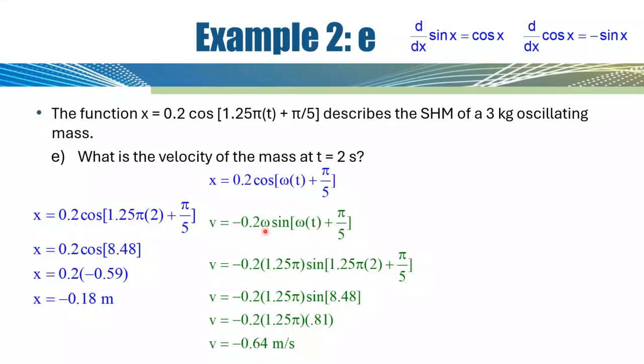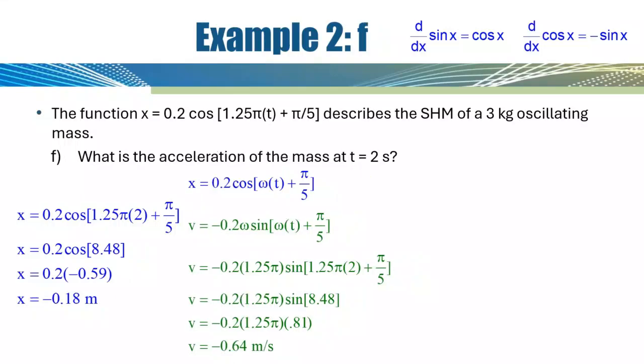So now I'm ready to plug in my numbers. So we know that the angular frequency is 1.25 pi, so I plugged that in there. I'm going to plug it in here, 1.25 pi, and we are trying to find the velocity at a time of 2 seconds. So doing all of this algebra here, I got my 8.48. I took the sine of that in radians, which is 0.81. Multiplying all that out, I get a velocity of negative 0.64 meters per second.